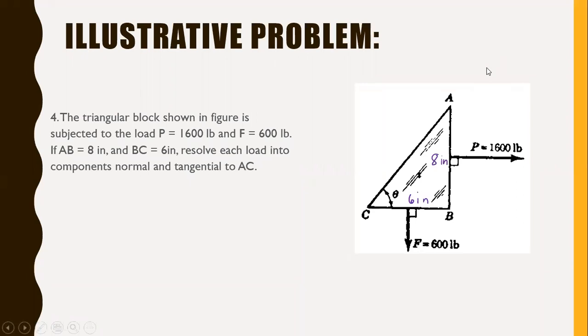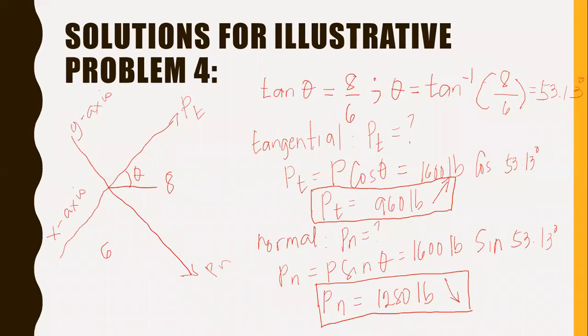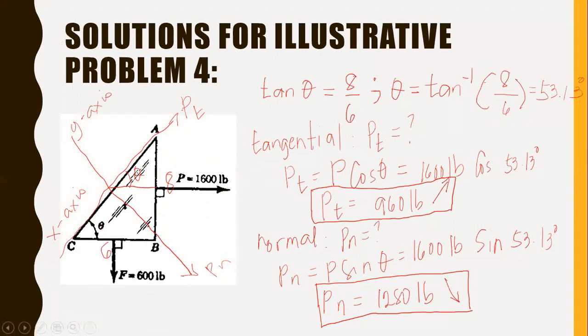Now, let us proceed to the solution. This one is the solution for problem number 4. The requirement is the tangent and normal components for this given figure. First, you have to find your angle theta. Tangent theta is equal to 8 over 6, where theta is equal to arctan 8 over 6, which is 53.13 degrees. If this one is your angle theta, this one is also your angle theta. So we have 53.13 degrees.